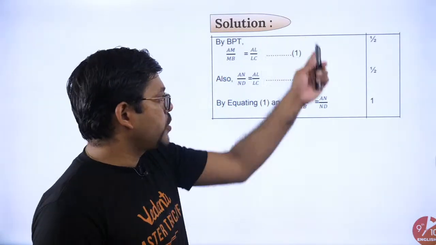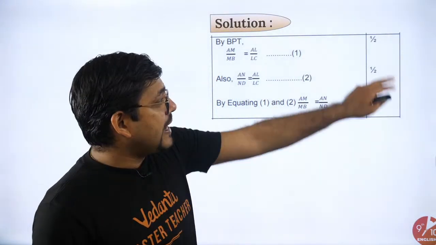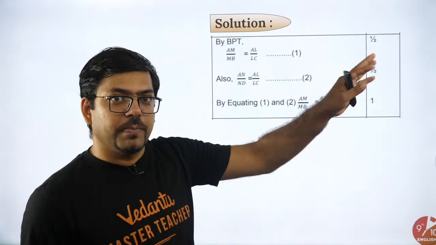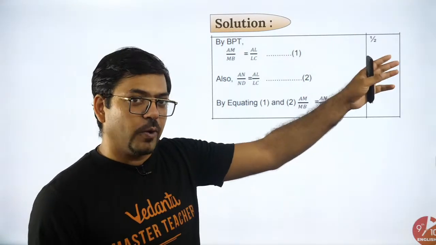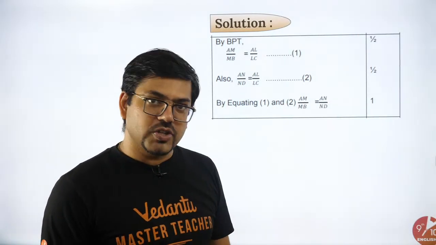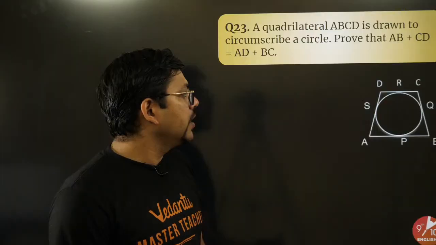Moving on. The solution is also given for all of you. Steps are also written, showing how many steps there would be and how many marks would be given for each step. So step marking has also been mentioned clearly. Fine. Let's move on. Next question.